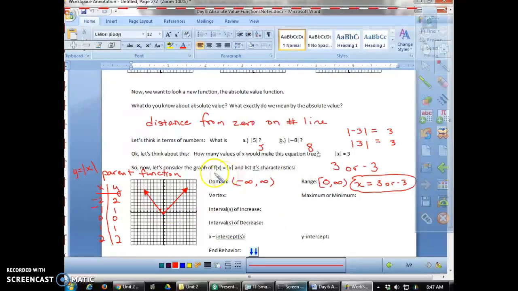Remember to use brackets here. The vertex here is at 0, 0. There is a minimum at 0, 0. Now, intervals of increase and decrease. It decreases and it increases.